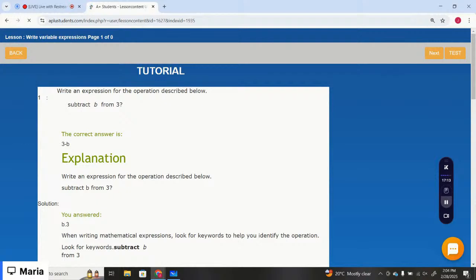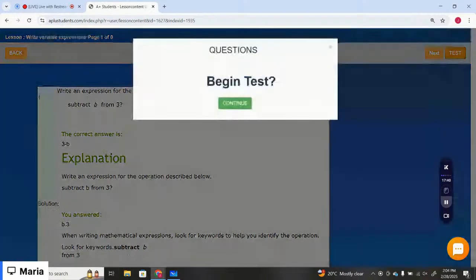Write an expression for the operation described below. So you are given an operation that is described like subtract b from 3. You have to write it down in the mathematical form using the number and the operation, right? Subtract b from 3. So you have to do 3 minus b. Got it? You're subtracting b from 3. Let's just start with the test questions.